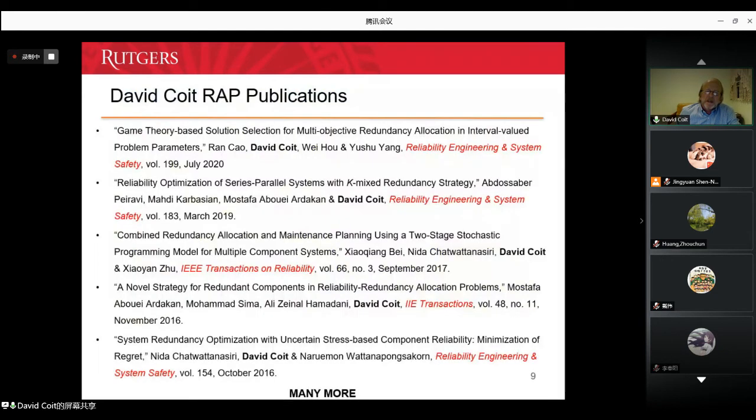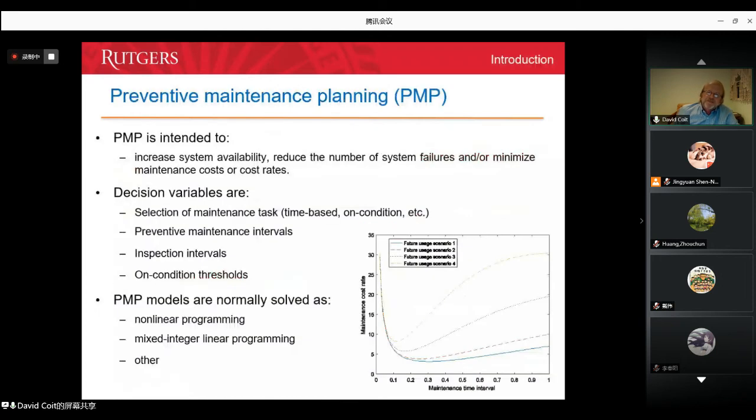Now, I'm not going to go over this list, but here are just some of my recent publications in this area for the last several years. And if you went back beyond the last several years, there'd be many more. Professor Chen said, when she introduced me, that I have many, many publications. So this is an area I've worked in many times.